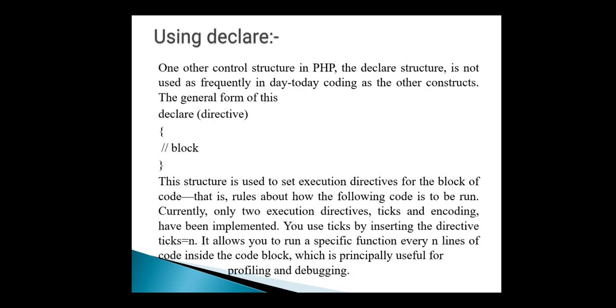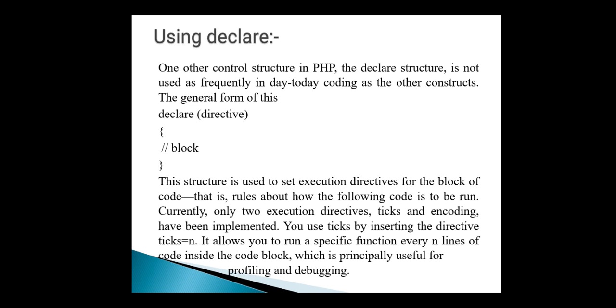Next, using declare. One other control structure in PHP, the declare structure, is not used as frequently in day-to-day coding as the other constructs. The general form of this is declare, directive and a block of statements. This structure is used to set execution directives for a block of code, that is, rules about how the following code is to be run. Currently, only two execution directives, ticks and encoding, have been implemented.